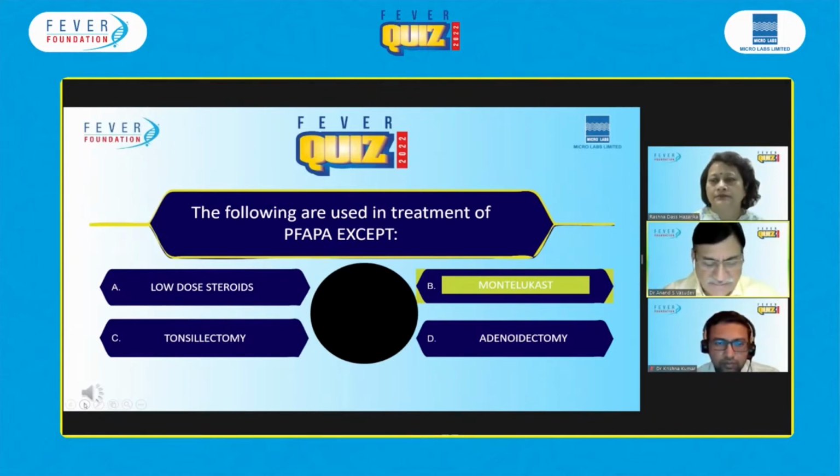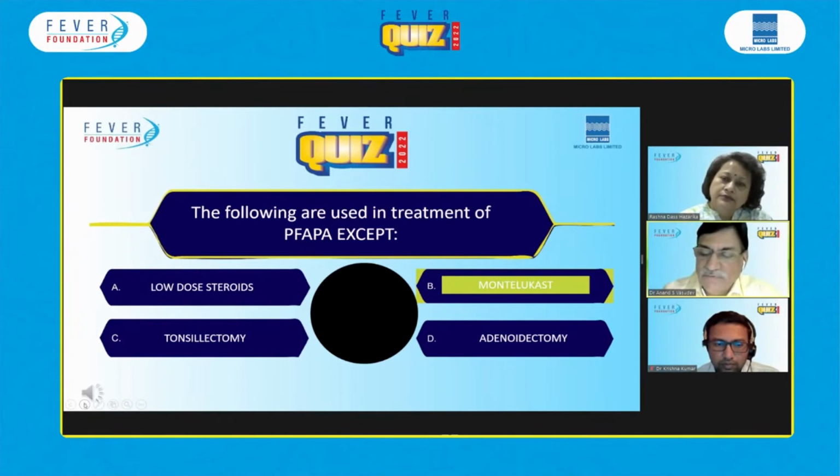Another drug, cimetidine, has also been tried in decreasing the recurrences, and it works in almost 1/3 of the patients, not in all of them. So cimetidine is another drug which can sometimes help. And tonsillectomy, adenoidectomy, as you said, sometimes doing these procedures brings down the episodes of fever again and again.